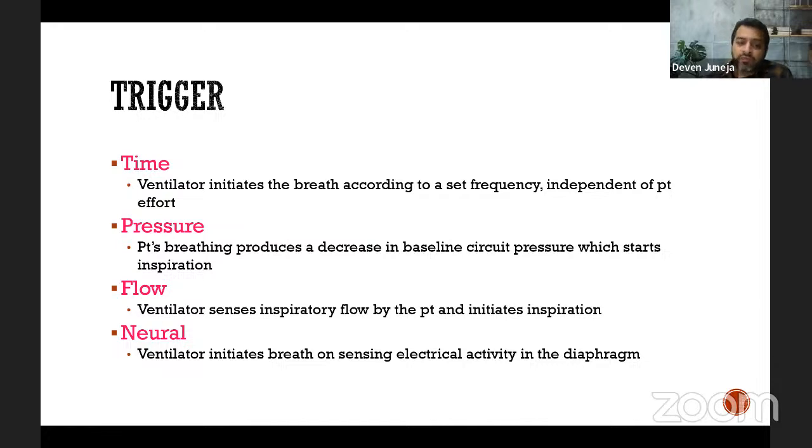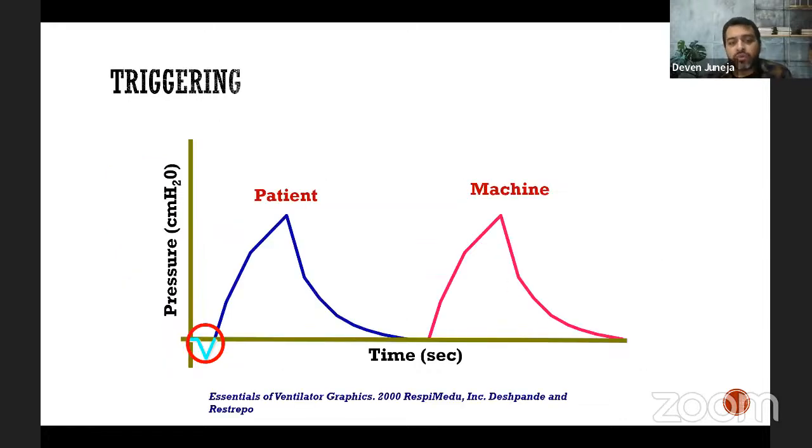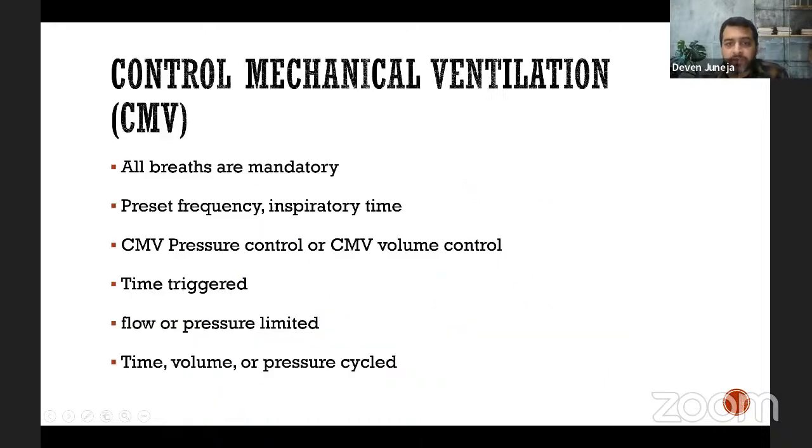Now we do have some advanced ventilators which can even detect the electrical activity of the diaphragm and initiate the breath accordingly. Here you can see this is where the patient is trying to initiate a breath. The patient takes a deep breath, or generates some negative pressure. When the ventilator realizes that the patient is trying to breathe, the ventilator will deliver the breath over here. And here you can see this is the mechanical ventilator generated breath. It does not have any negative pressure, so the machine is automatically delivering the breath.